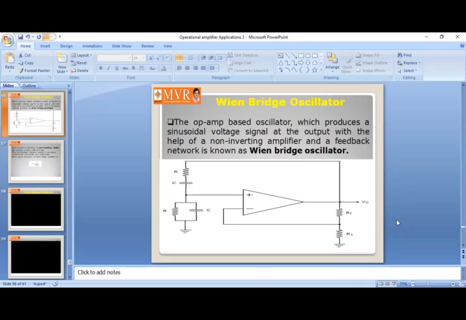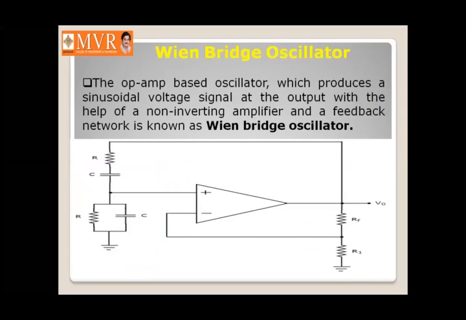As we have studied the RC phase shift oscillator, as well as the Wien bridge oscillator using transistors, here we are going to discuss the Wien bridge oscillator using our operational amplifier. By using our operational amplifier, we are going to observe the performance of the Wien bridge oscillator.